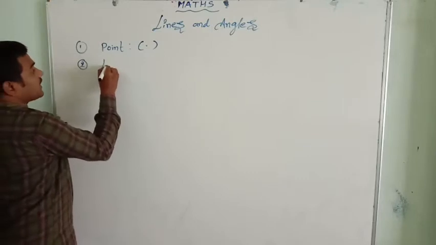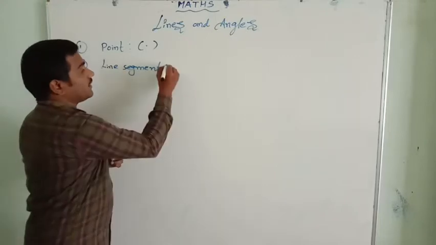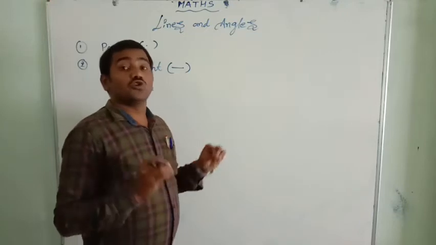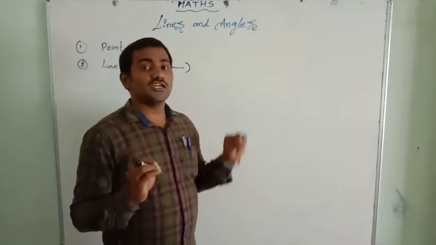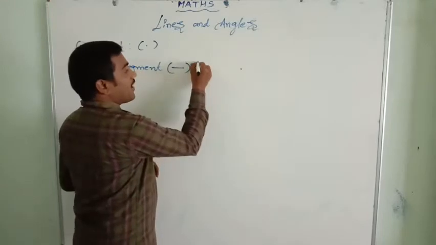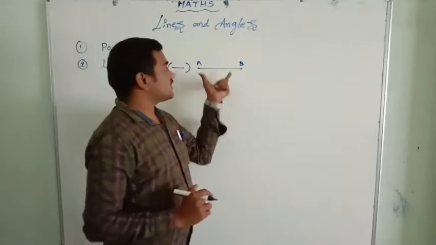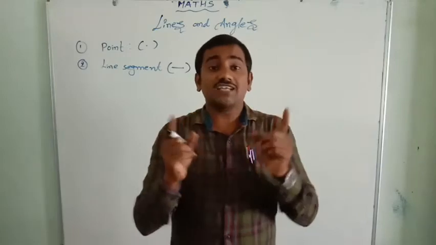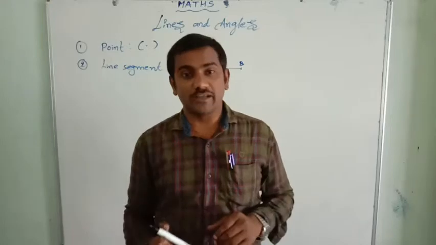Now next, we will go to the line segment. A line segment is the shortest distance between 2 points. Suppose here there is 1 point and here there is 1 point: point A and point B. If you join a line between these two, it is called a line segment. A line which has 2 end points is known as a line segment.